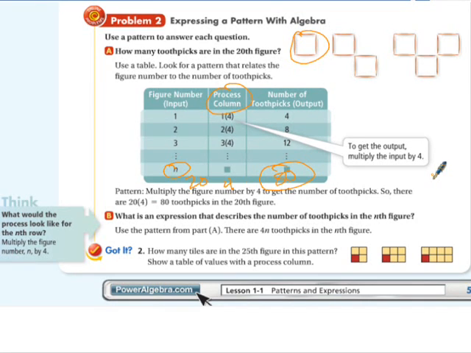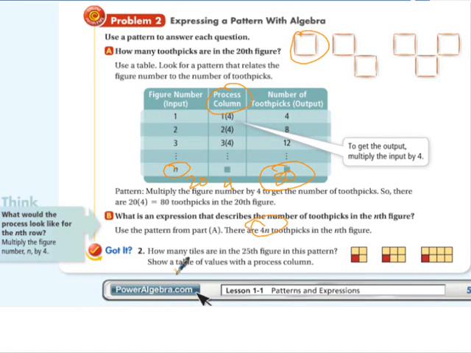Pretty easy, okay? What is an expression that describes the number of toothpicks in the nth figure? Well, in the nth figure, we would just say that it's 4n. No matter what number it is, whatever figure, the 1,000th figure, that's fine. It's just that number times 4.